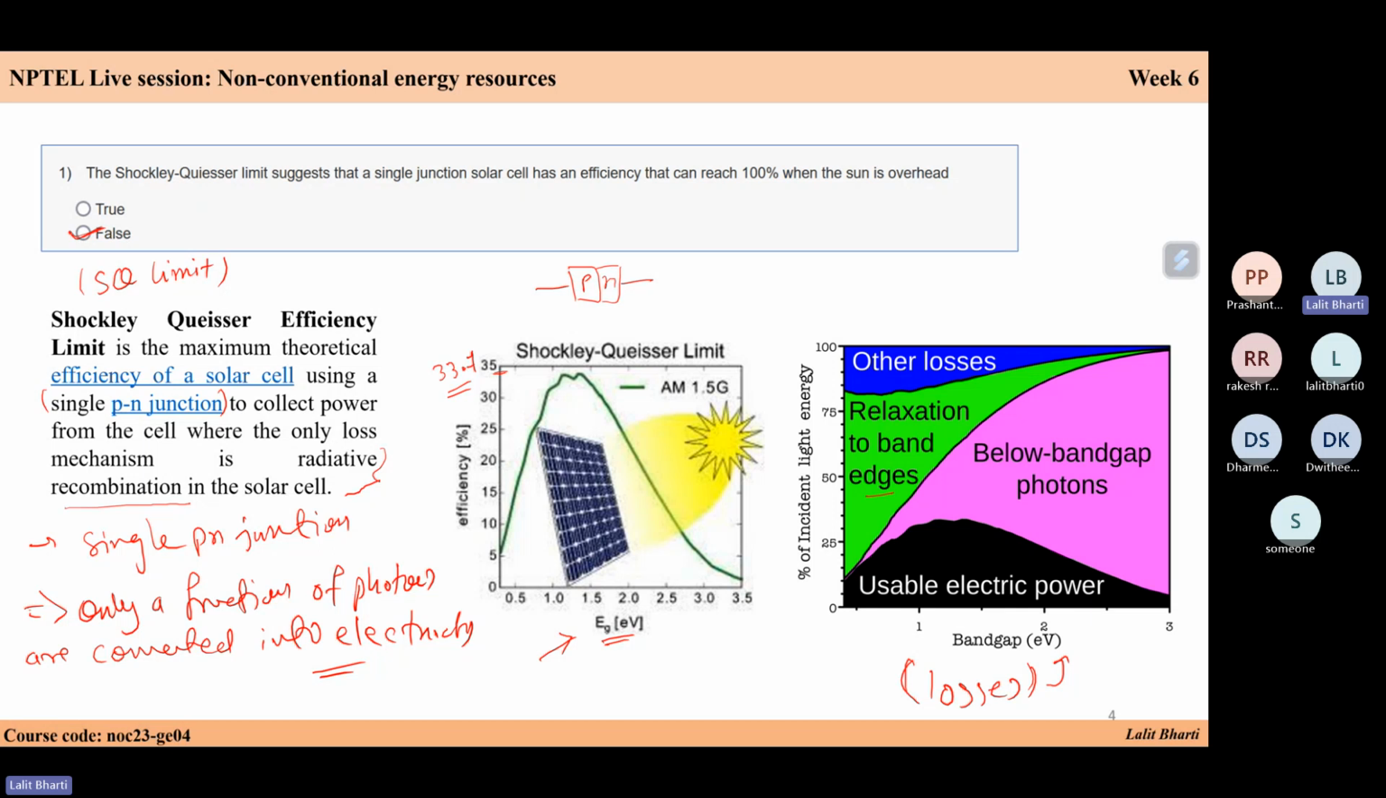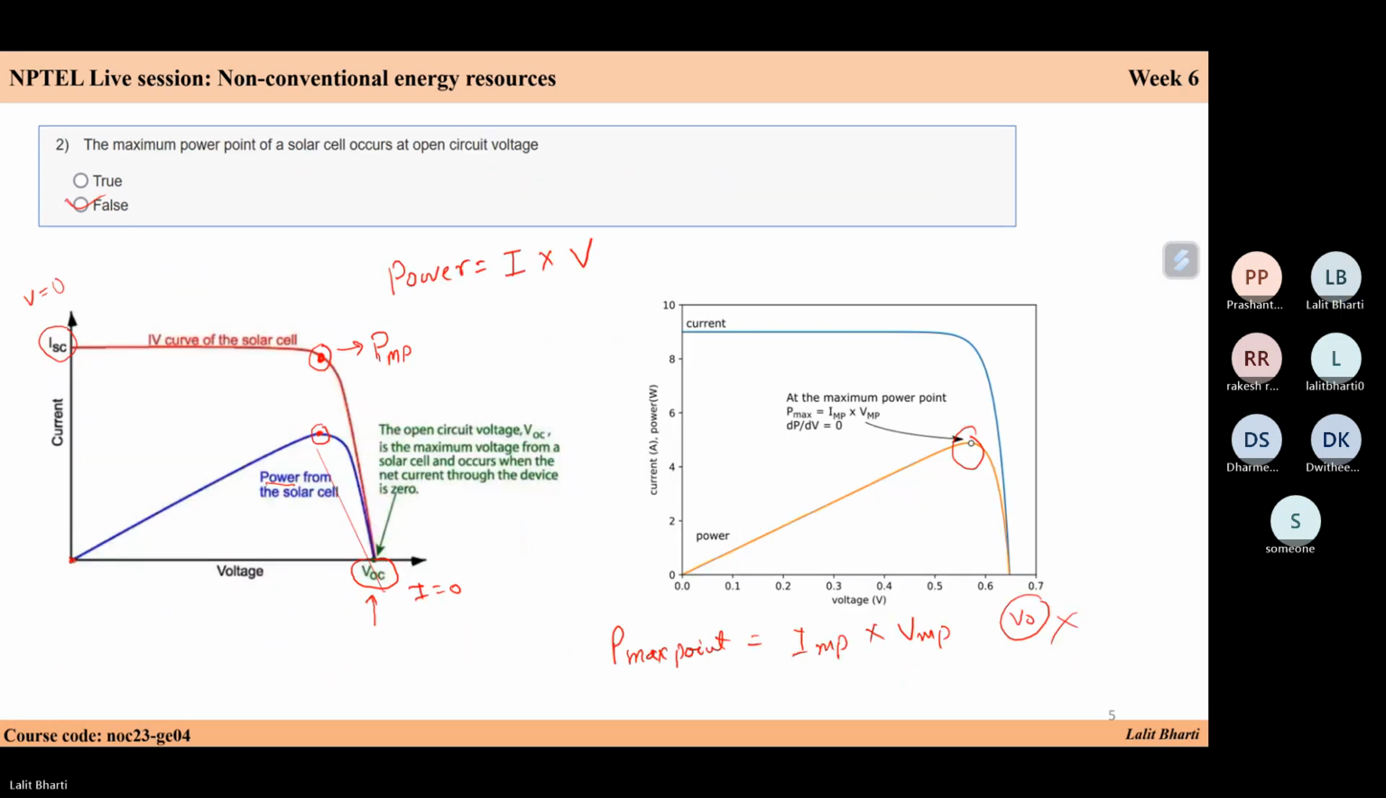This is an important phenomenon in the case of solar cells. Then we come to the maximum power point of the solar cell. So what is a maximum power point? Power is current multiplied by voltage. Power is usually in watts, current is in ampere or milliampere, and voltage is in volts.